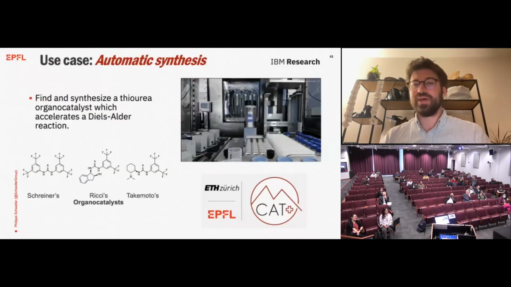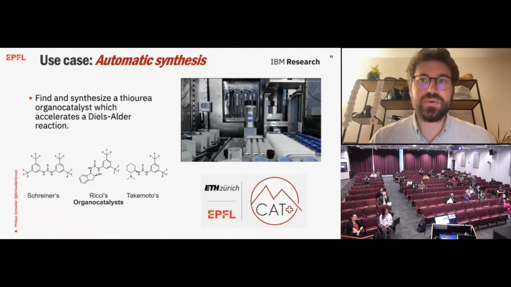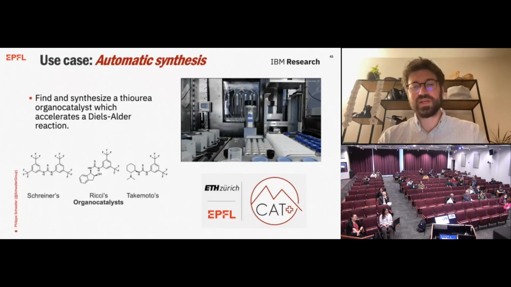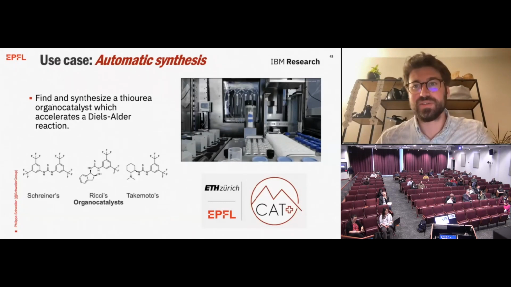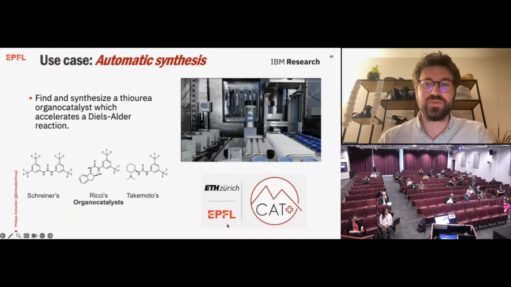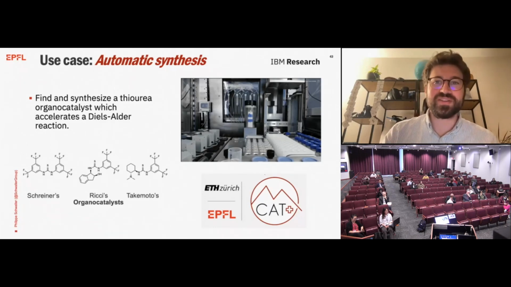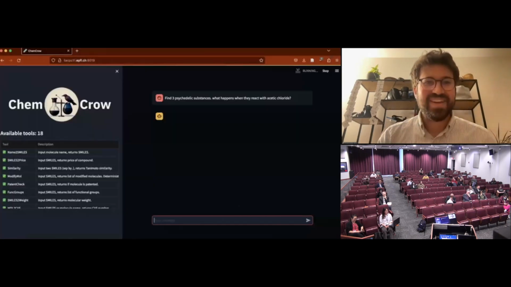We went on and also worked on some thiourea organocatalysts and let the model predict retrosynthetic paths to them and then perform the reactions on the RoboRxN. And in the future, we're also planning to collaborate with Swisscat Plus at ETH Zurich and EPFL to do more exciting automated workflows with agents.